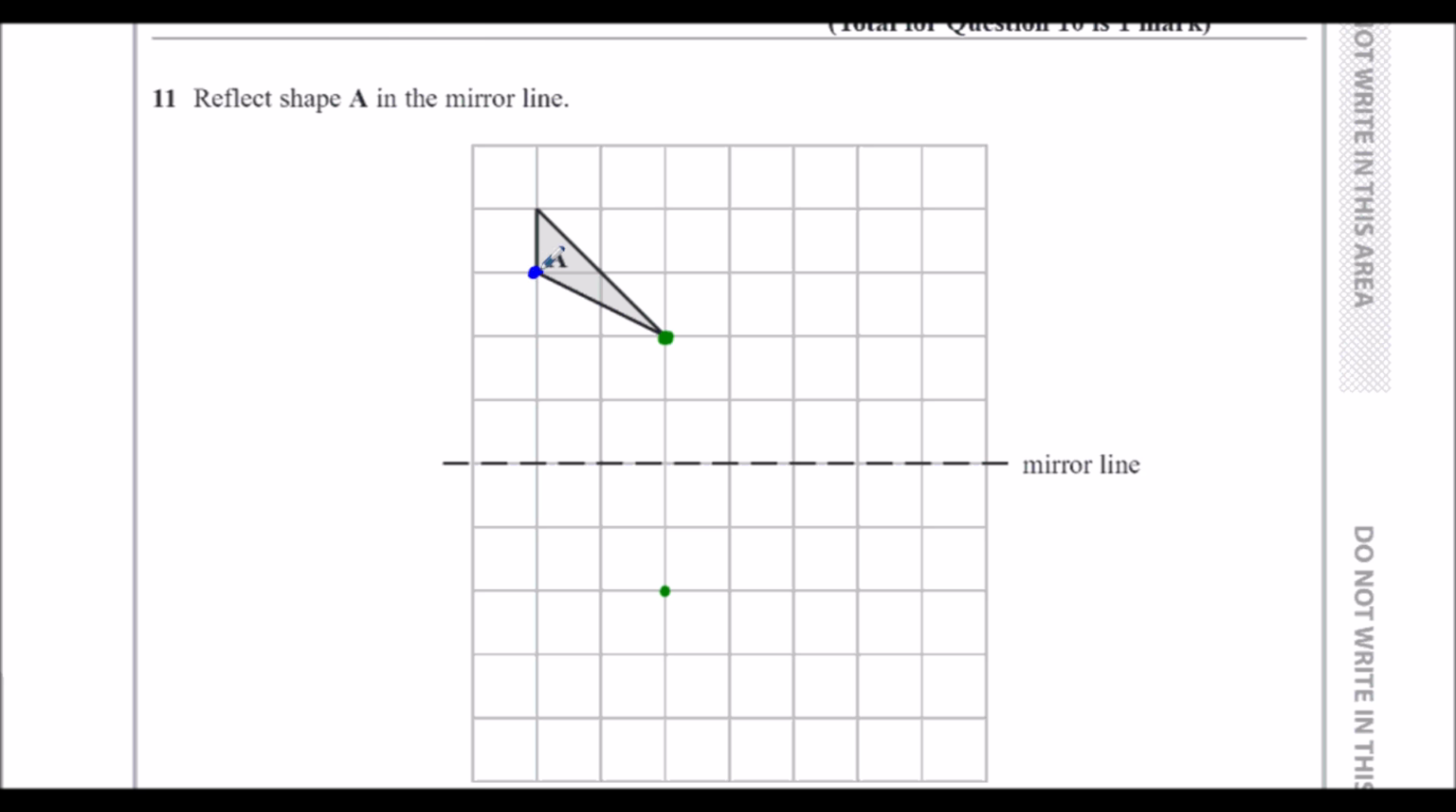For this blue point, 1, 2, 3 from the mirror line. So on the other side, 1, 2, 3. And the red, 1, 2, 3, 4. On the other side, 1, 2, 3, 4. So we'll join up those points now. Use a ruler. And there is our reflected shape.